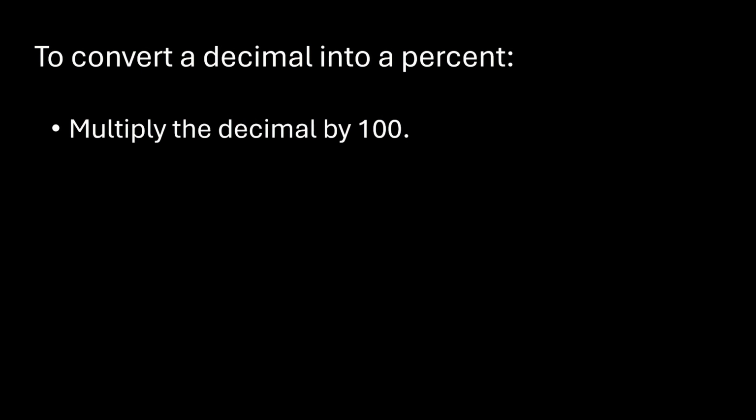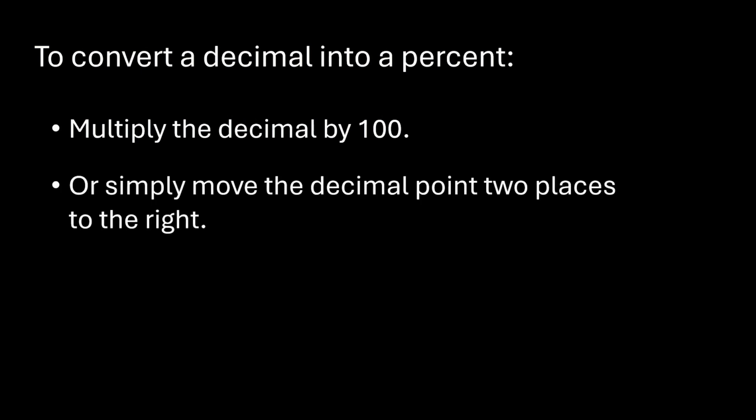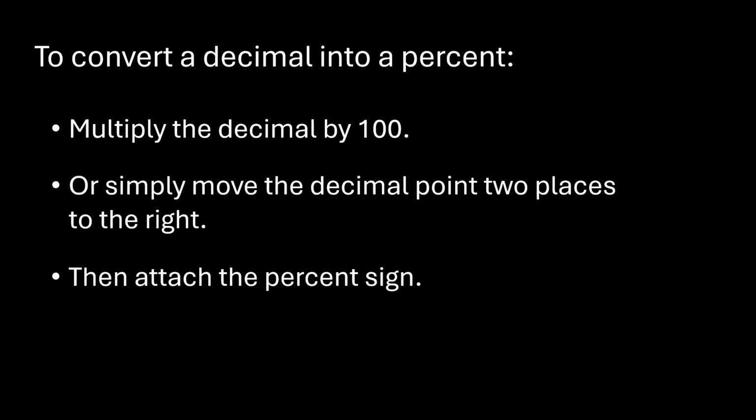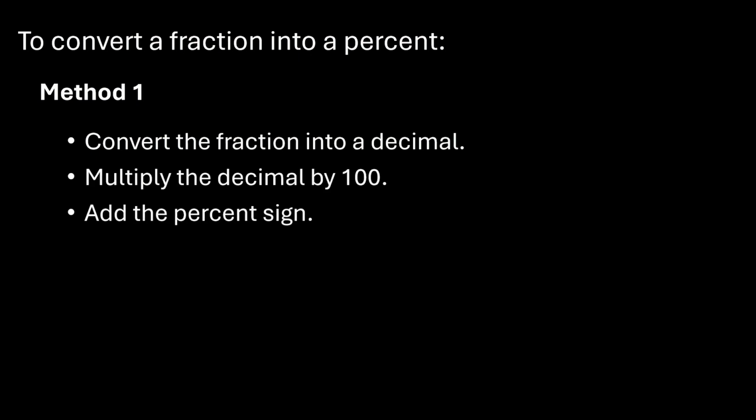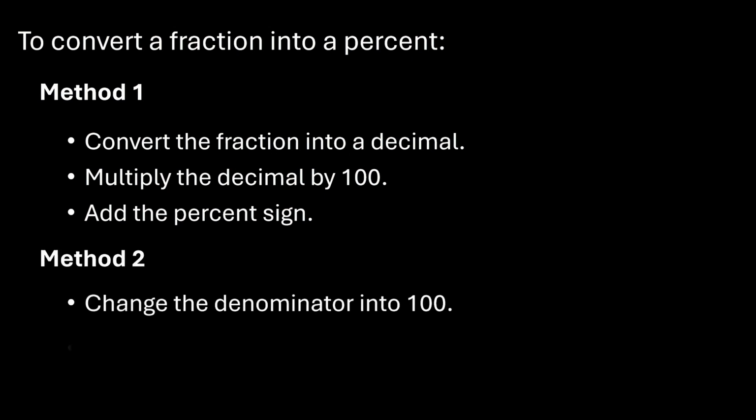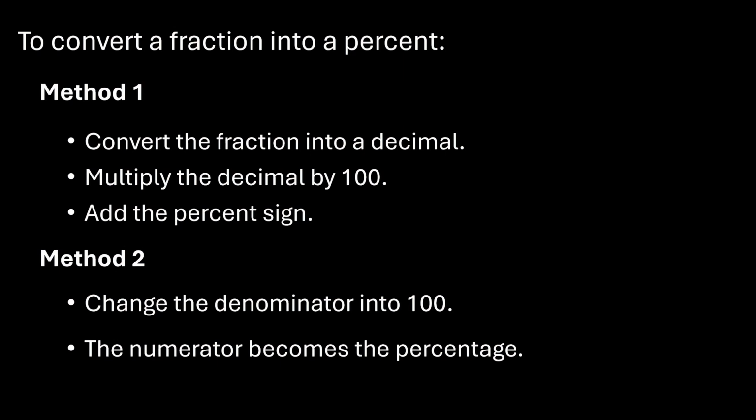Let's summarize what we've learned today. To convert a decimal into a percent, multiply the decimal by 100, or simply move the decimal point 2 places to the right. Then attach the percent sign. To convert a fraction into a percent: Method 1, convert the fraction into a decimal, multiply the decimal by 100, and add the percent sign. Method 2, change the denominator into 100. The numerator becomes the percentage. Remember, both methods give the same answer. Choose the method that is easier for the given fraction.